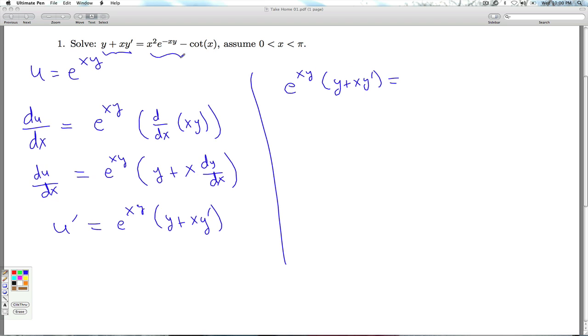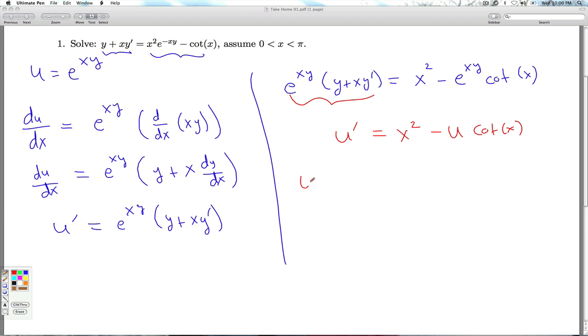But I need to multiply e to the xy times that side. And so when I do that, I'll be left with x squared minus e to the xy cotangent x. And so I look at this differential equation, and now this left-hand side is my u prime. I get x squared minus e to the xy, which is u, cotangent x. And sure enough, if I rewrite this, I get a linear equation in terms of u.